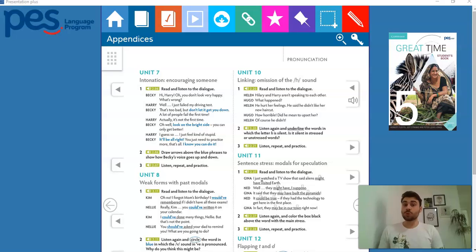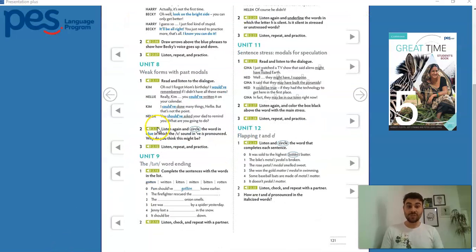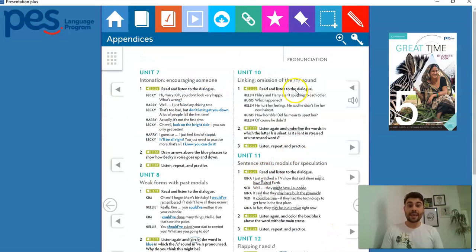So, as I told you in the last video, we are going to take a look at some pronunciation aspects of the English language, okay? So, if you have your book with you, you can go to page 121, okay? This page over here. And look for this part where it says Unit 10. And this pronunciation practice today is about the omission of a sound.